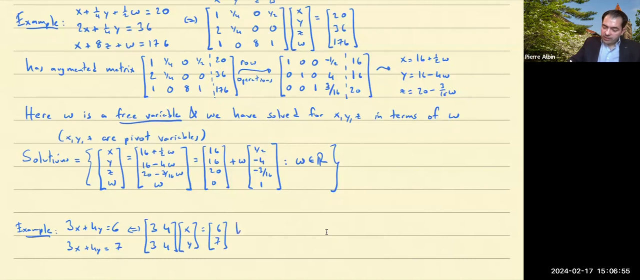Okay, so this has augmented matrix 3, 4, augment 6, 3, 4, augment 7. And you can do a couple of row operations to get this to reduced row echelon form. You end up with this.